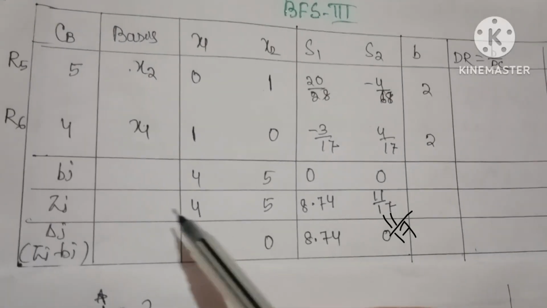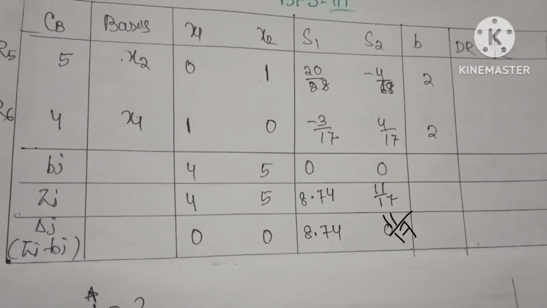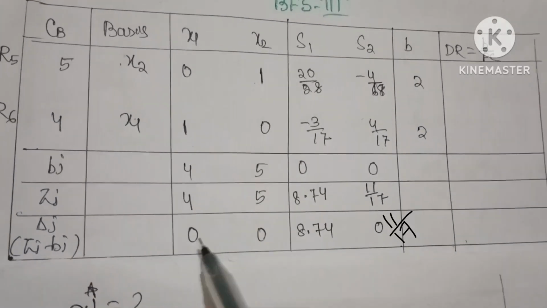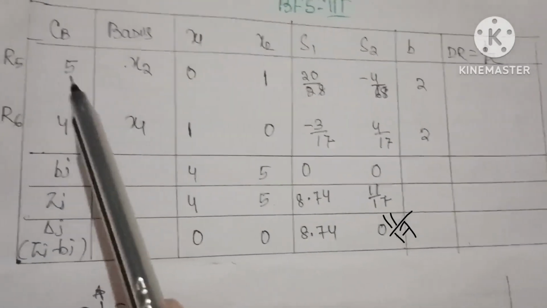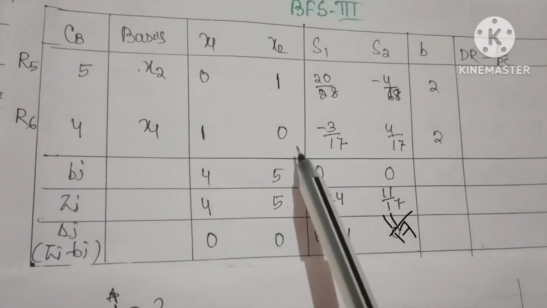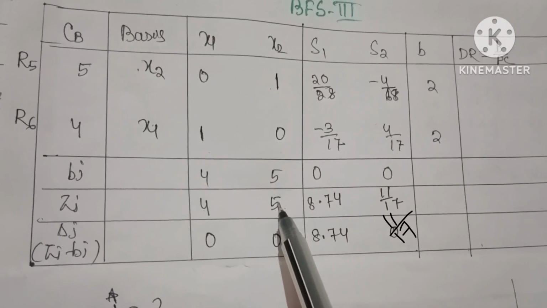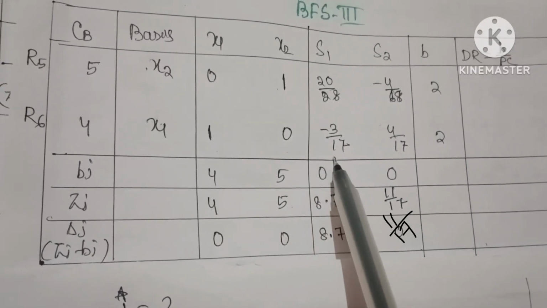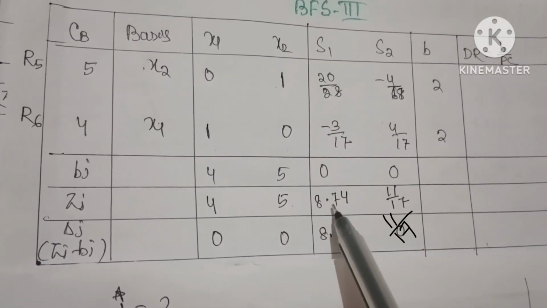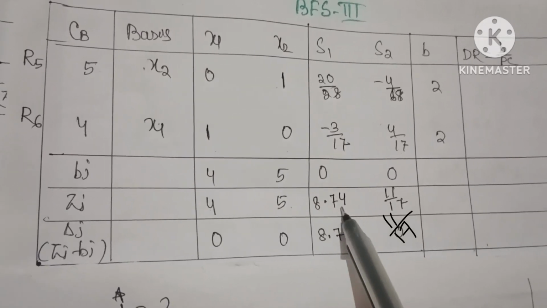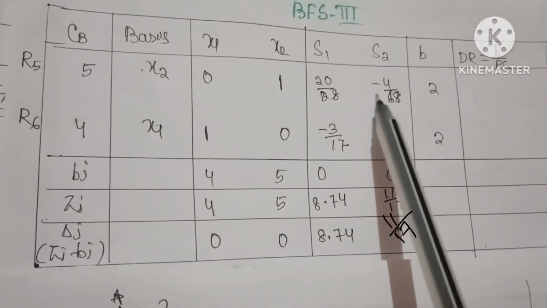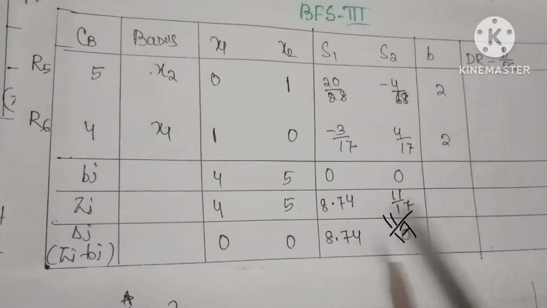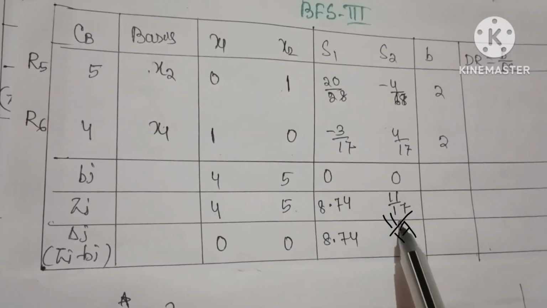Next we will calculate the values of z. This equals 5 into 0 plus 4 into 1, so this becomes 4, and z2 equals 5 into 1 plus 4 into 0, which equals 5. The next is 5 into 20 by 28 plus 4 into minus 3 by 17. After simplification we get the value 8.74. Then next is 5 into minus 4 by 68 plus 4 into 4 by 17. After simplification we get the value 11 by 17.